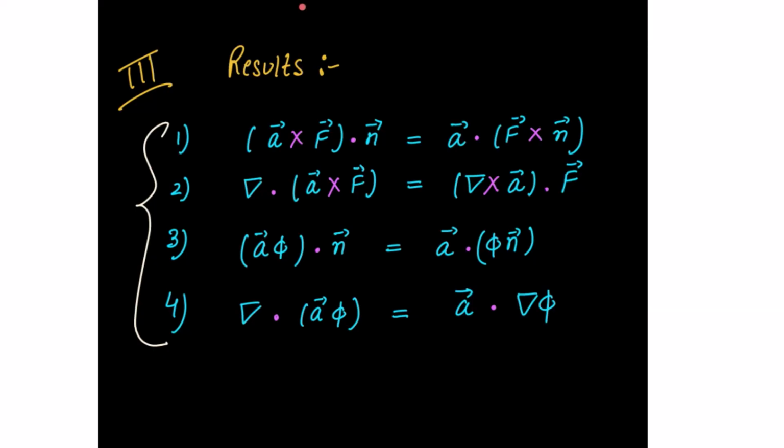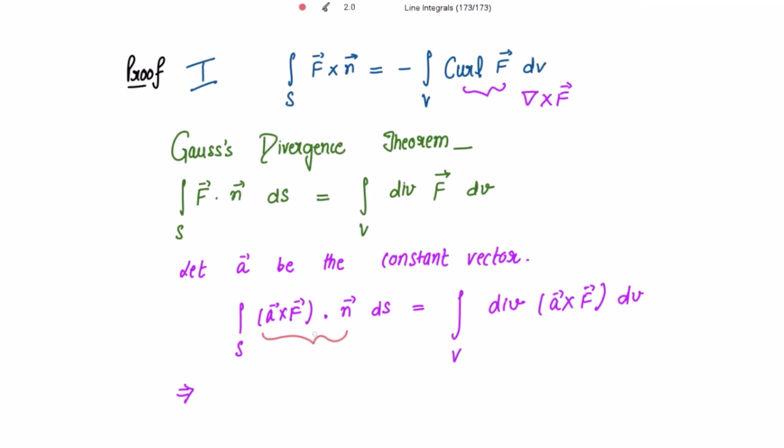So this implies, using this first result, that the cross product of two vectors dotted with the n vector is equal to the first vector dotted with the cross product of the other two vectors. So using the result over here, it is the surface integral of A vector dot product with the cross product of F vector and N vector ds, equal to the volume integral, writing the divergence of the cross product of two vectors as del dot A vector cross F vector dv, right?